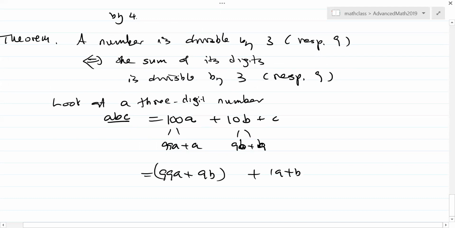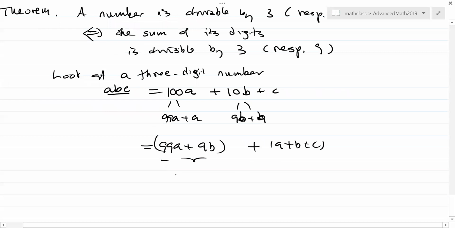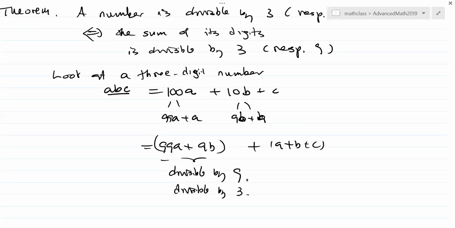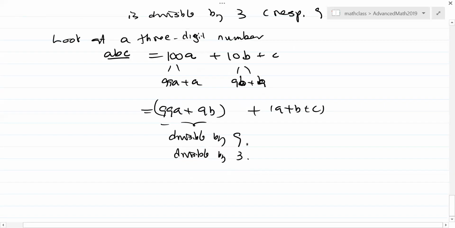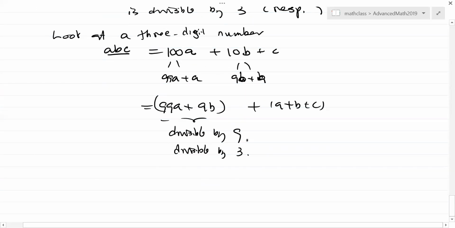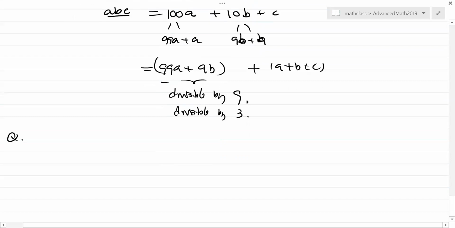You group this together, it's a sum of integers, A plus B plus C. And clearly the rest is always divisible by 9, and of course divisible by 3. So a 3-digit number is divisible by 9 if and only if A plus B plus C is divisible by 9. A 3-digit number is divisible by 3 if and only if A plus B plus C is divisible by 3. That's the proof, at least for a 3-digit number. For integers with more than 3 digits, it's the same idea to prove. So now we take care of all of these. Let's look at this number.